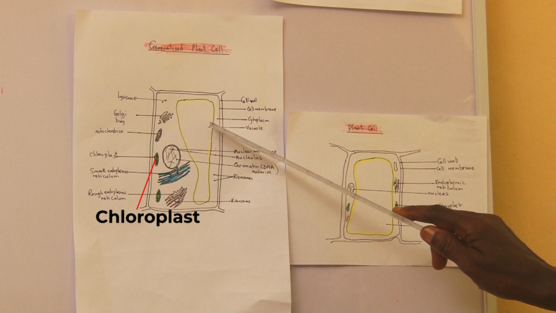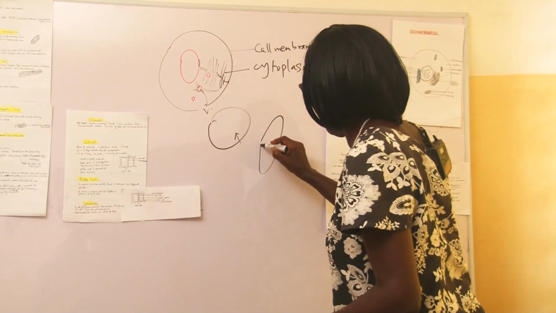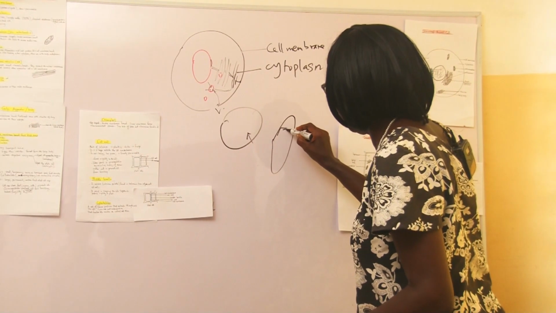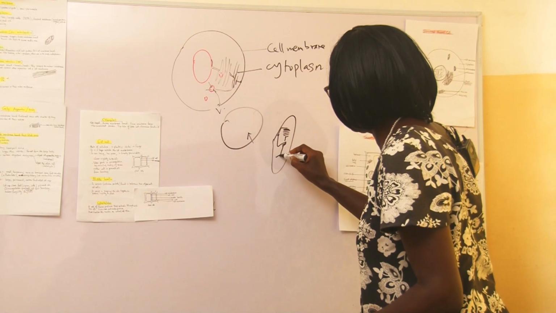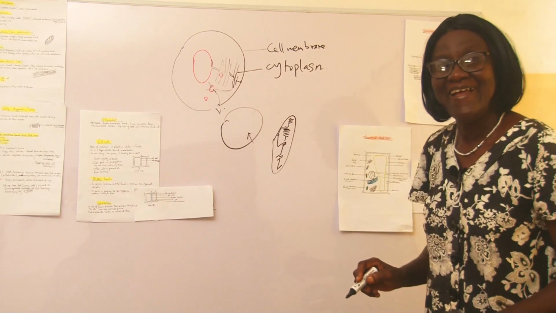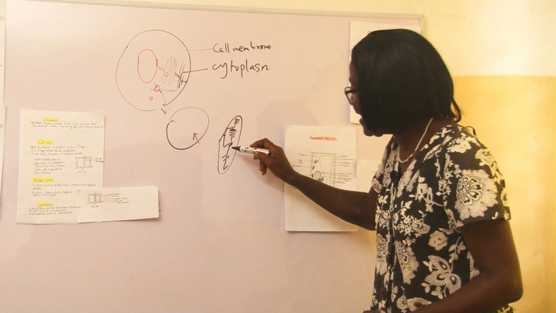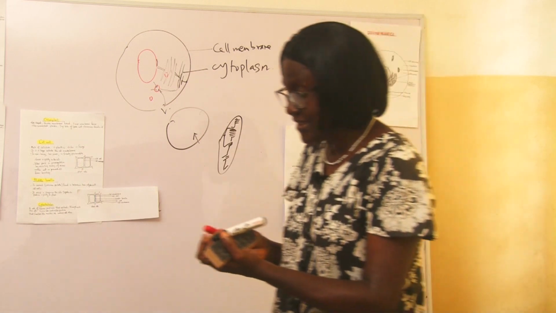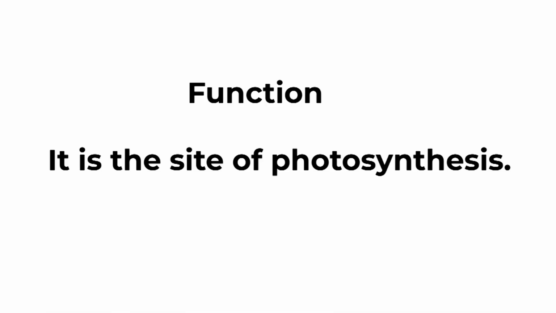Now let's quickly look at the chloroplast. Chloroplast is also found only in plant cells. And the chloroplast is another structure that is double membrane bound. The inner membrane is thrown into stacks. And the chlorophyll, which is the green pigment, is found in those stacks. So simply, the detail will be done some other time. That's a chloroplast and it is a site for photosynthesis.